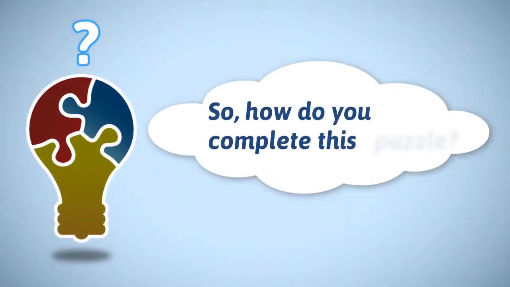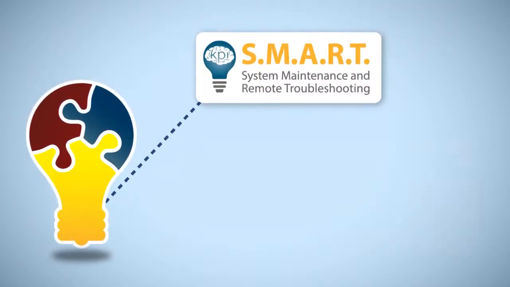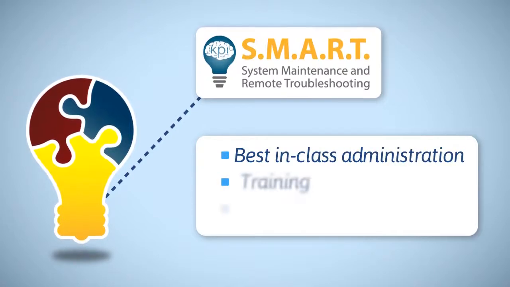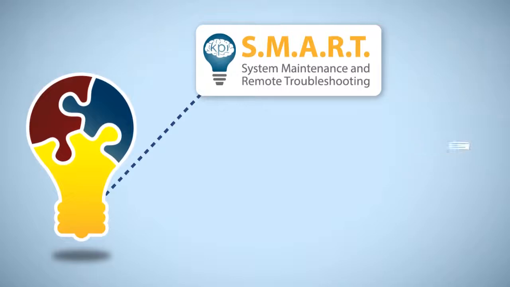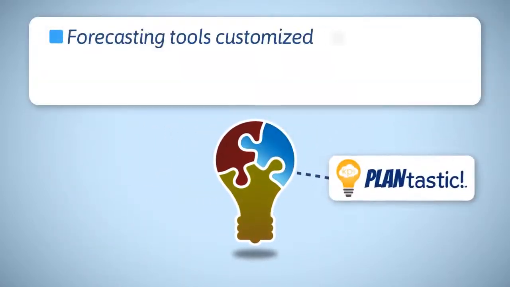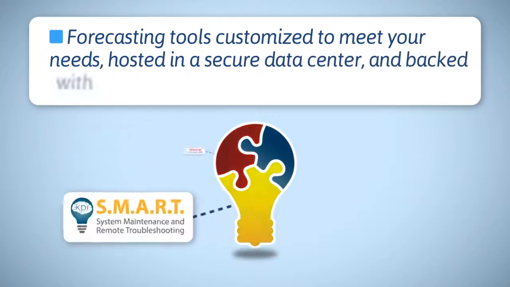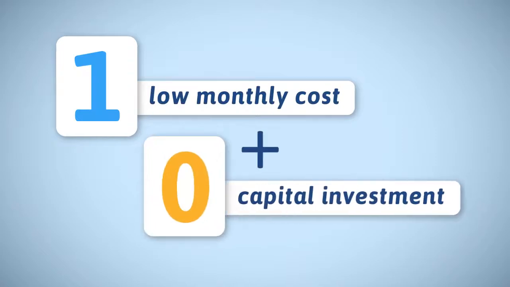So how do you complete the puzzle? With Key Performance Ideas' Smart service. Smart complements PBCS and PLANtastic by offering best-in-class administration, training, and ongoing application maintenance that helps ensure user success. Forecasting tools customized to meet your needs, hosted in a secure data center, and backed with industry-leading expertise and support. All for one low monthly cost with zero capital investment.